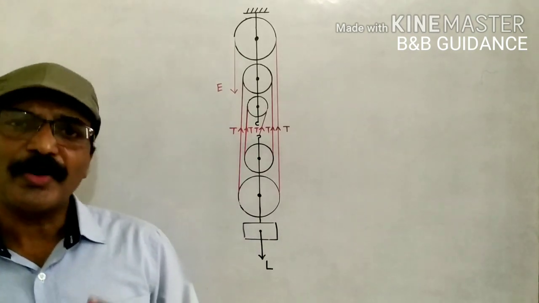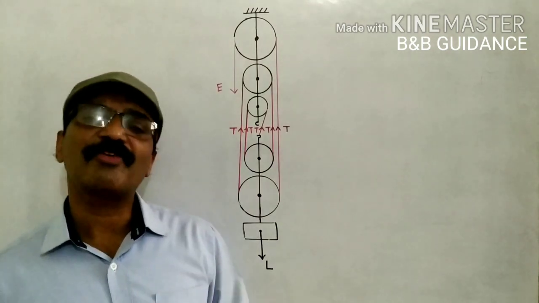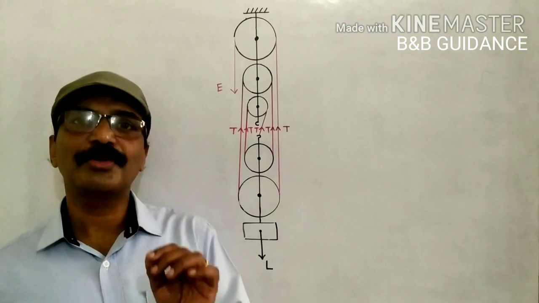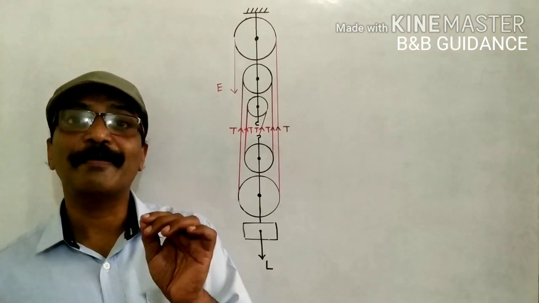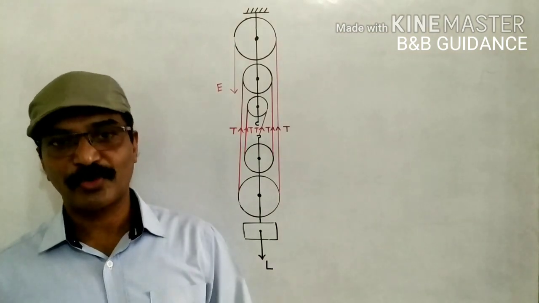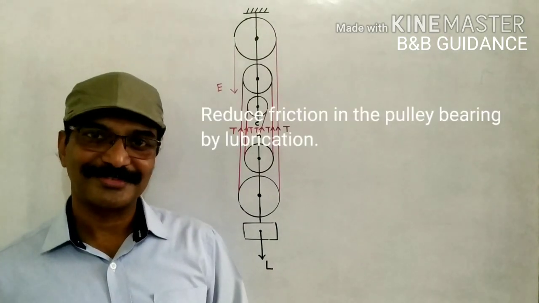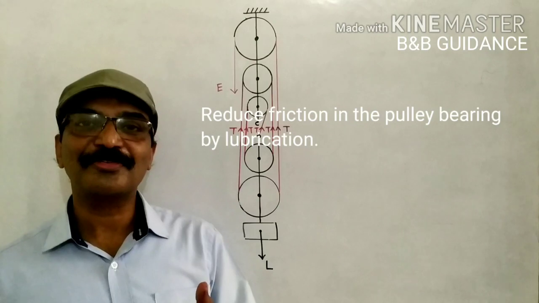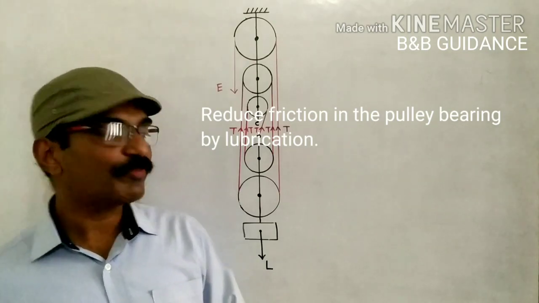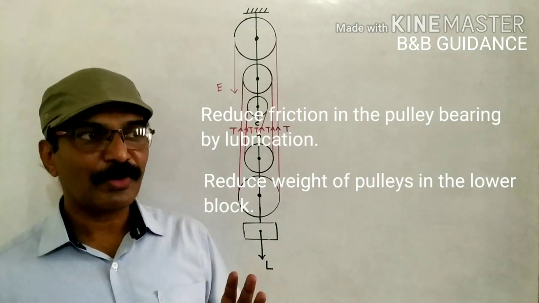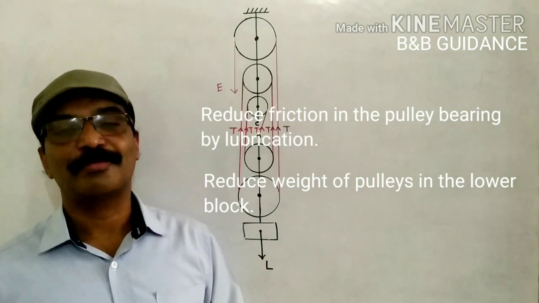By the way, how can you increase the efficiency of a block and tackle system? One thing you can do is to reduce the friction in the bearings of the pulley. For that, lubricants must be used. Another thing you can do is to reduce the weight of the lower block. So, lower block must be as light as possible.